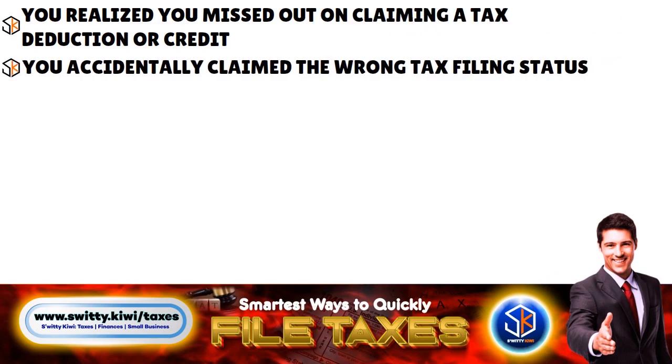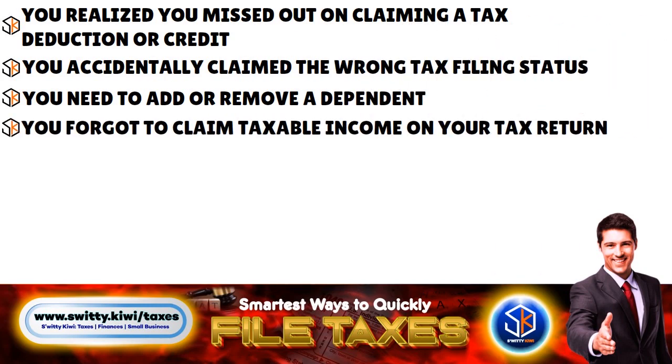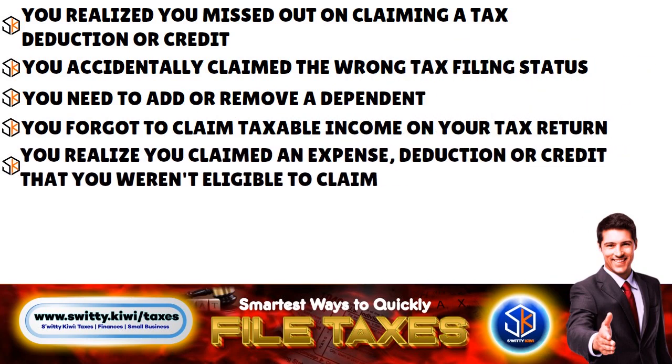You accidentally claimed the wrong tax filing status. Let's say you filed married filing jointly, whereas you wanted to file head of household or married filing separately. And if you need to add or remove a dependent, this is a significant change to your tax family composition. Or let's say you forgot to claim taxable income on your income tax return, and you realize you claimed an expense, deduction, or credit that you were not eligible to claim in the first place.